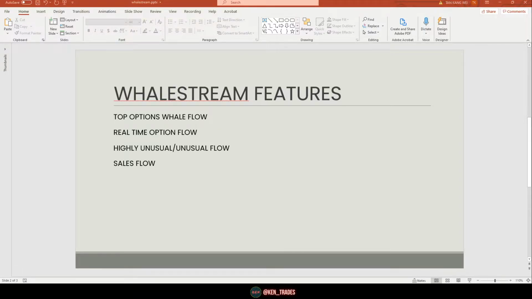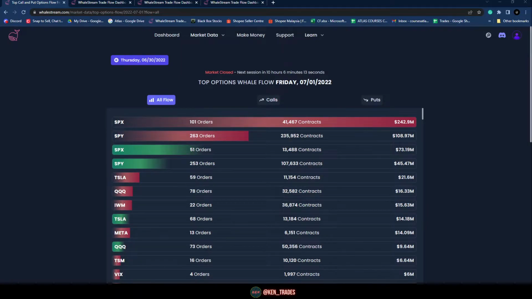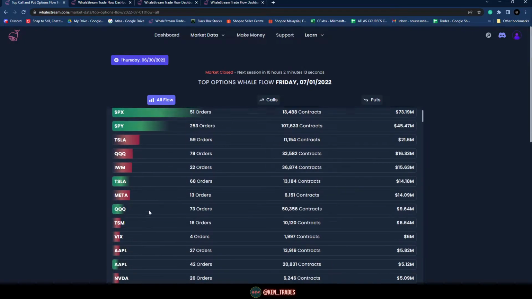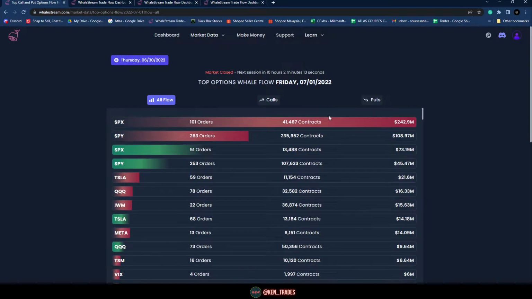Let me show you how I have them up, and what my settings are. So the first one that I said again is the top whale option flow. This will tell me the top call and put option flow for the prior day. So this obviously will be on Friday, 1st of July. The first thing I see is SPX, SPY, these are the amount of contracts that were open, how many orders, and how much premium.